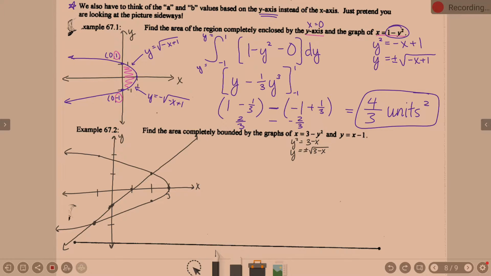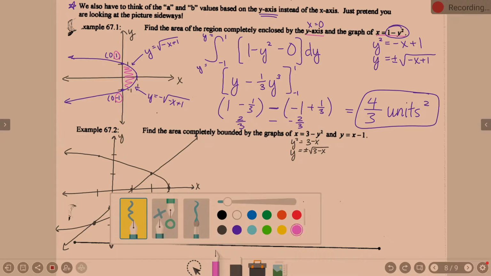Those of you that graphed on the calculator, your picture looks good, right? Or maybe no one graphed on the calculator this time. But where am I trying to find the area?